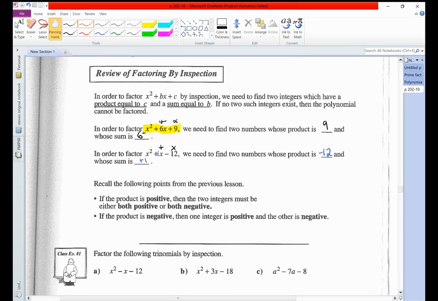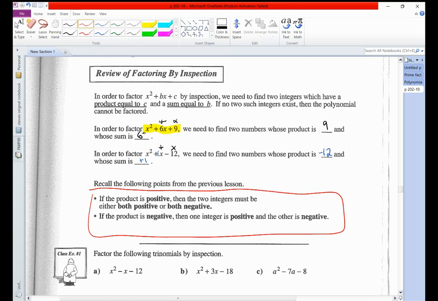This is a really nice tidbit of information. If the product is positive, then the two integers must be either both positive or both negative. So if the number you're multiplying to is positive, then your numbers are either going to be both negative or both positive. If the number you're multiplying to is negative, then one integer is going to be positive and one's going to be negative.